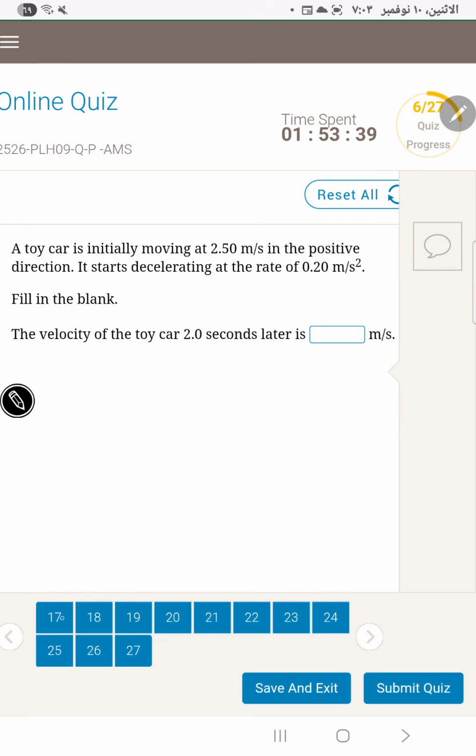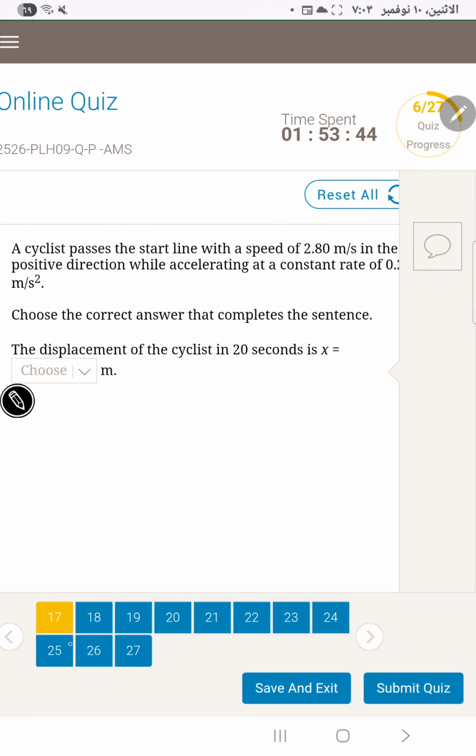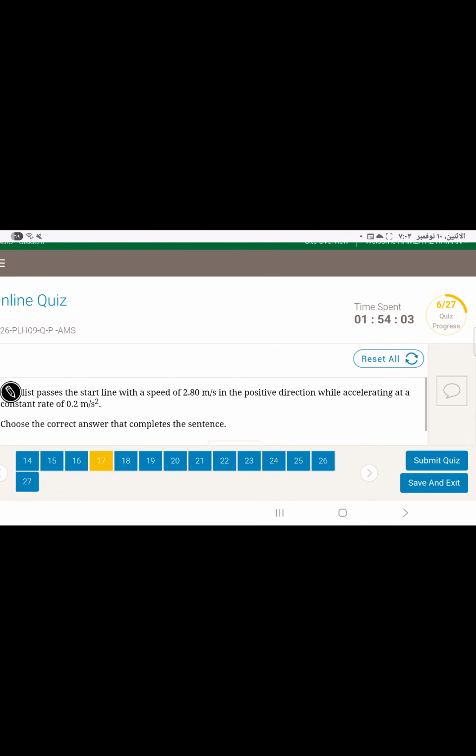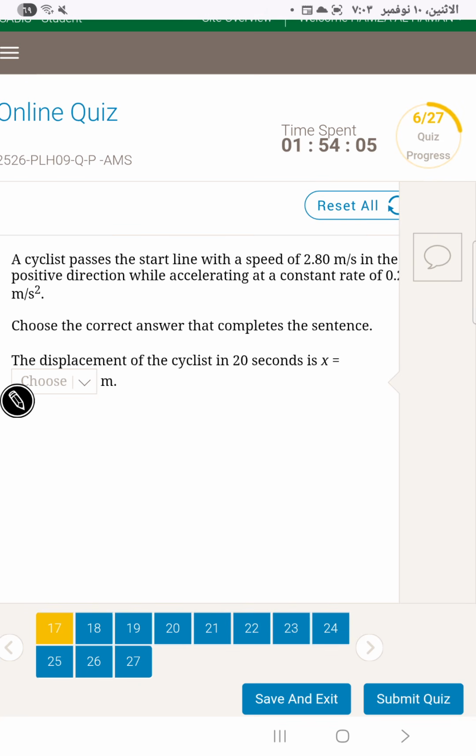Now question number 17. A cyclist passes the start line with a speed of 2.80 in the positive direction while accelerating at constant rate, which is 0.2 meter per second squared. Choose the correct answer to complete the sentence. The displacement of the cyclist in 20 seconds is what?